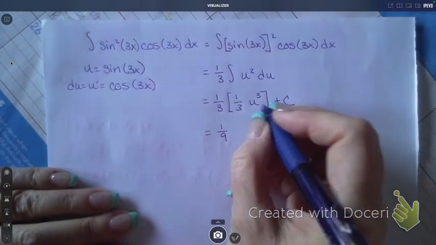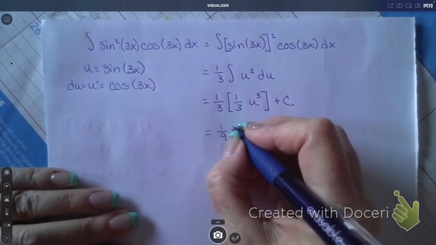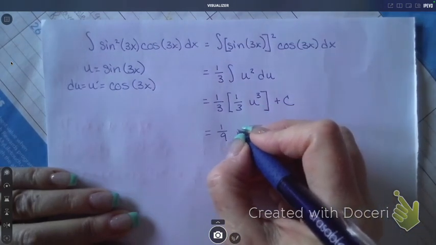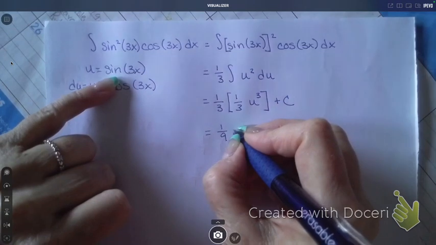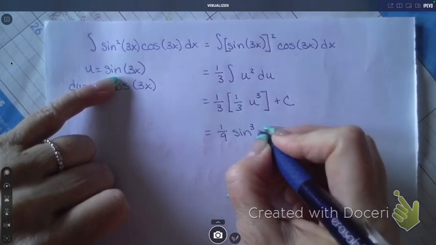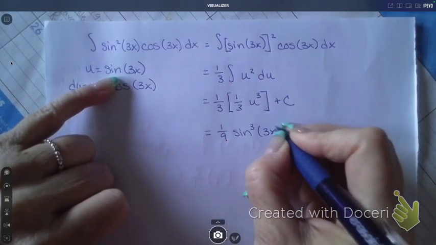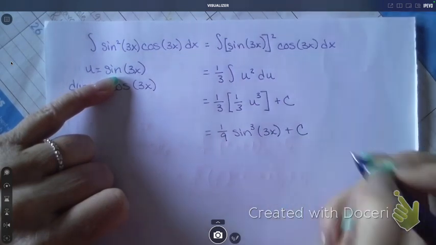And we substitute back in u. What's u? Sine of 3x. So we have sine cubed of 3x plus c.